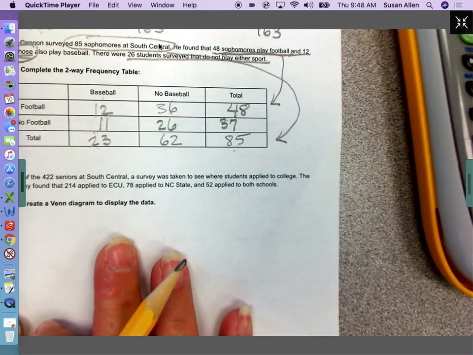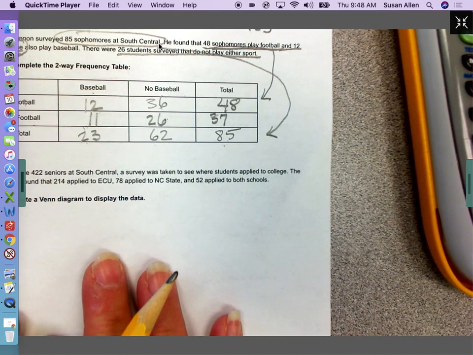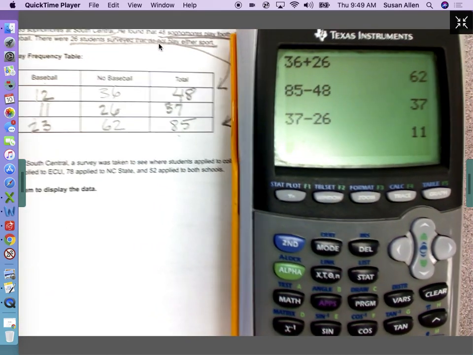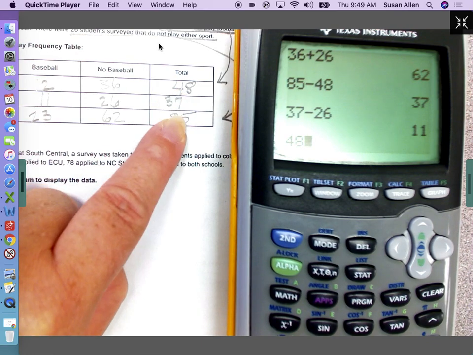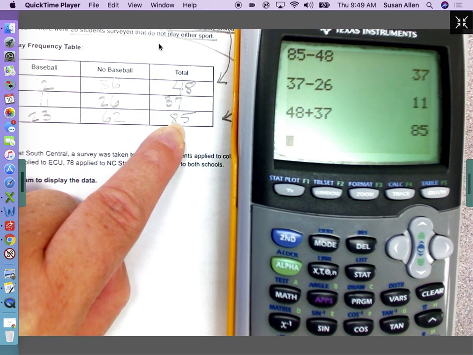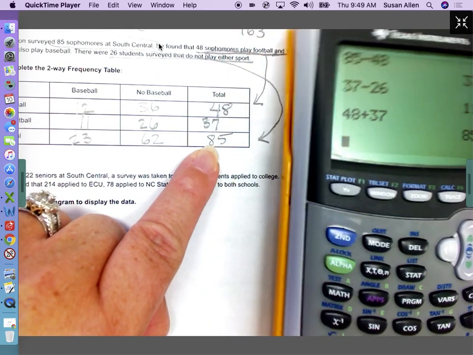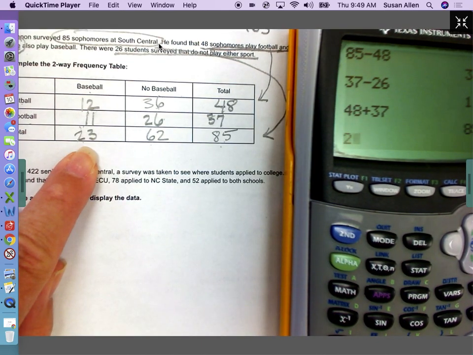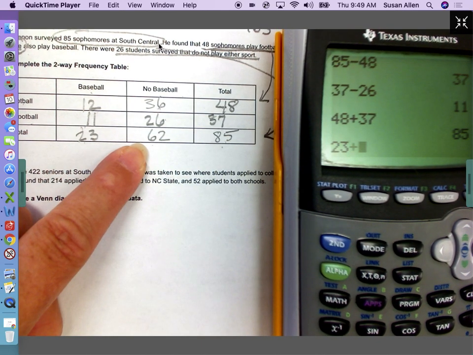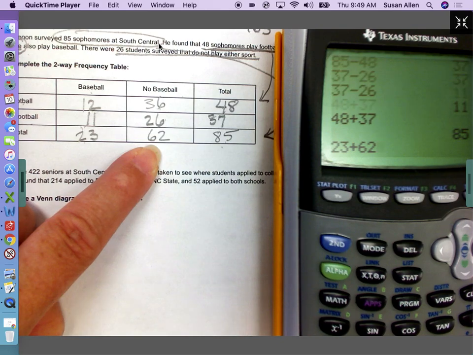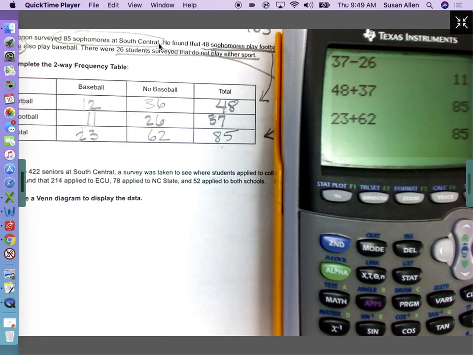Before I move on, I am going to check my answers. So we can verify them by making sure that 48 plus 37 adds up to our total, and that horizontally my total here for baseball and my total for no baseball also add up to 85. If they don't both add up to 85, we need to check our numbers.